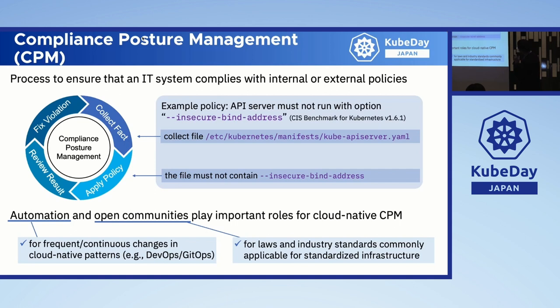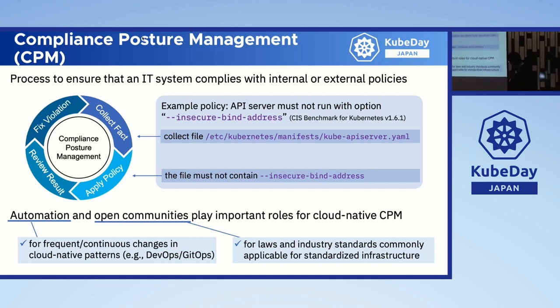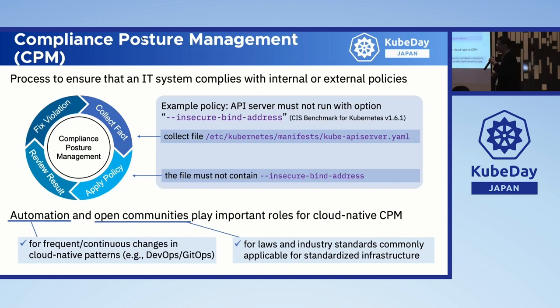And the second is open, community-based. So why does open matter? As I wrote, for external policies, many laws and industry standards exist, and they can be commonly applicable to many organizations. For example, a financial company in Japan needs to comply with the security standard given by the Japanese financial agency.